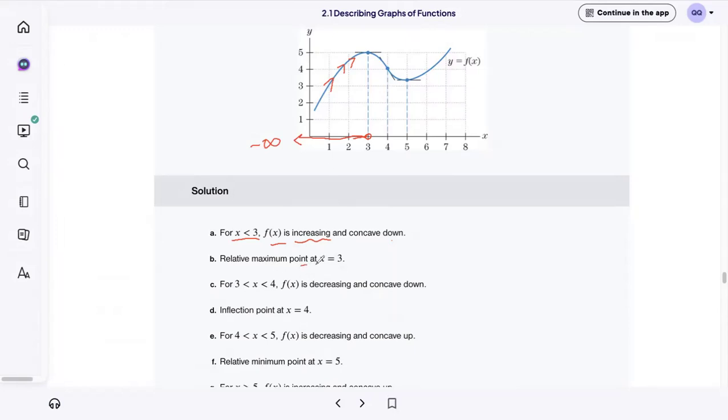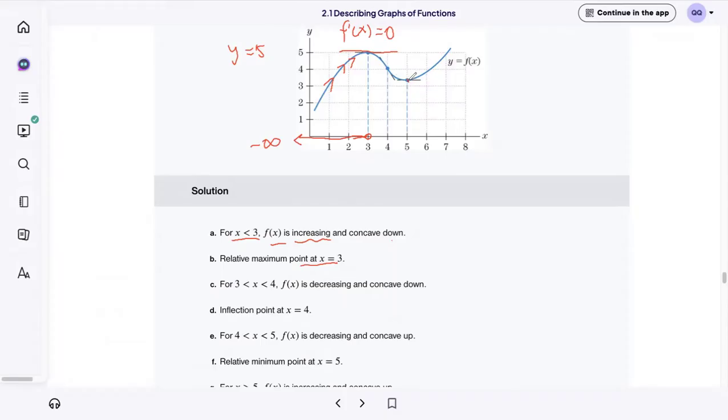So there is a relative maximum point at x equals 3. How do we know? Because this one is a horizontal line, right? A horizontal line is a constant. So the tangent line is a horizontal line, and the slope of this tangent line equals 0. Remember this line is y equals 5. It does not depend on x, it's a constant function. So the derivative is 0.